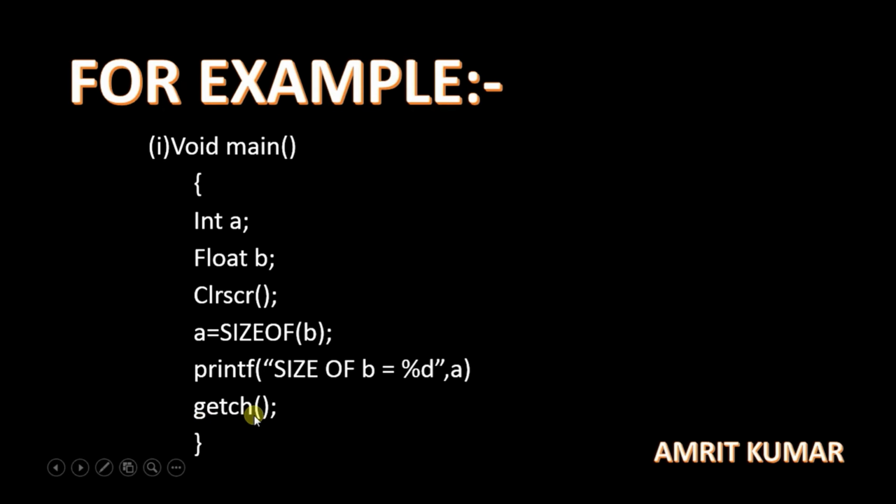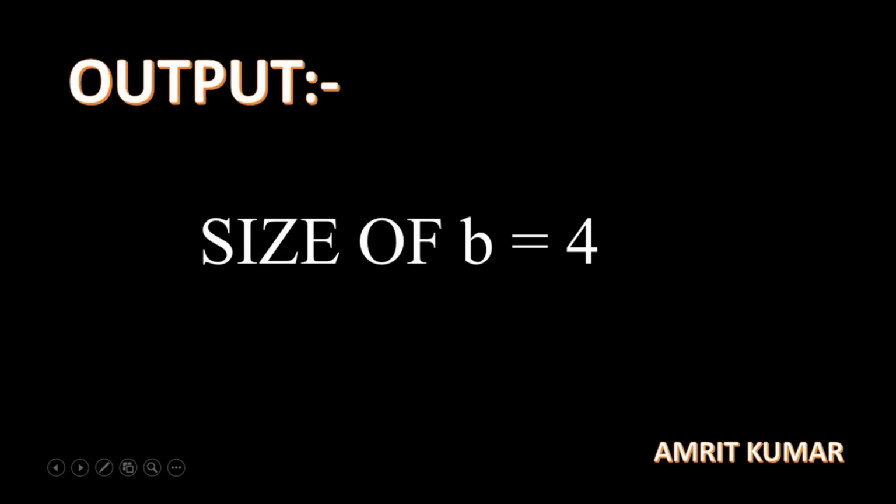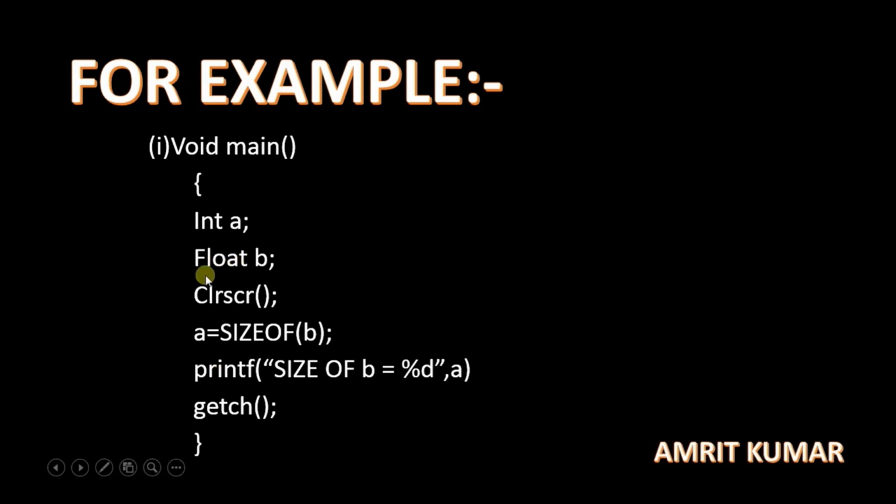After that, I use the getch function whose work is to get a character from the keyboard, and if we press any key on the keyboard, it will terminate. So this is how it works. This is the syntax for how to declare a variable, and this is the syntax for how to know the size of that variable or data type. Moving on to the output, size of b is going to be 4 because b is of float data type and the size of the float data type is 4. That's why the size of b is going to be 4 here.